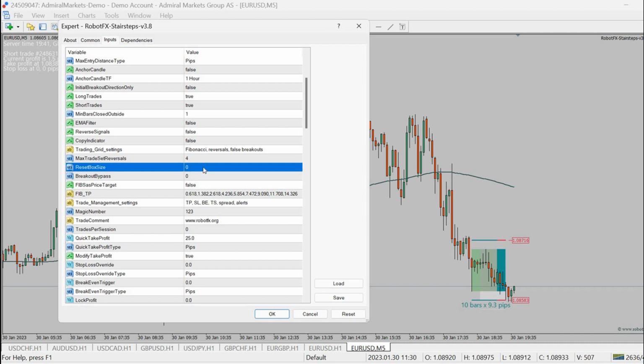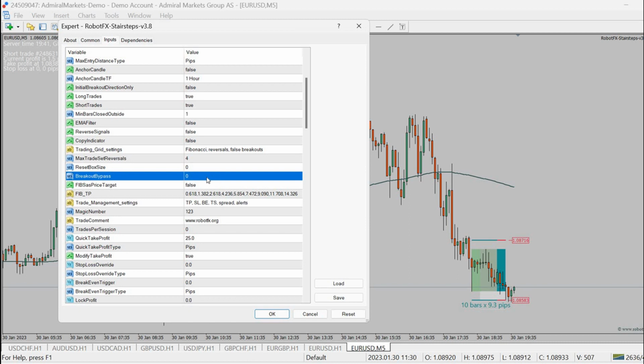I have disabled this option by setting the breakout bypass to 0. Again, it means it is disabled. If I enter 1, the expert advisor will ignore the first trade signal, the first breakout basically, and focus on opening the second one. If I enter 2, it will ignore the first 2 and focus on opening the third one, and so on. So 0 means disable. We have also the possibility to set the Fibonacci price levels as take profit.